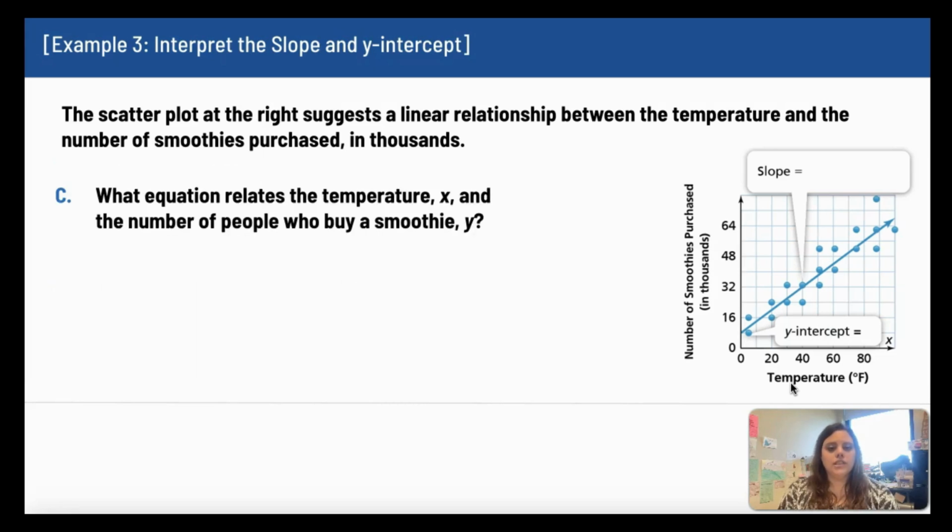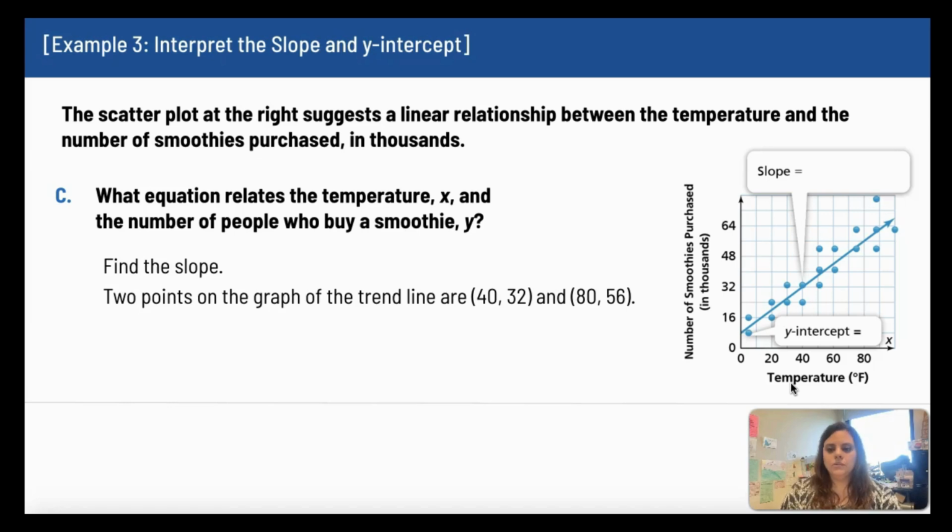So what is the equation that relates the temperature and the number of people to buy smoothies? Well, we have 2 points on the graph that we can use to find our slope. We have a point at 40, 32 and at 80, 56. We can see our line goes right here, 40, 32, and at 80, here it's going right through 56. So we can find that the slope ends up being 3/5, which you can see calculated in this bubble here. Then the y-intercept looks like it's right halfway between 0 and 16, so right at 8. So with a slope of 3/5 and a y-intercept of 8, the equation for this line is y equals 3/5 x plus 8.